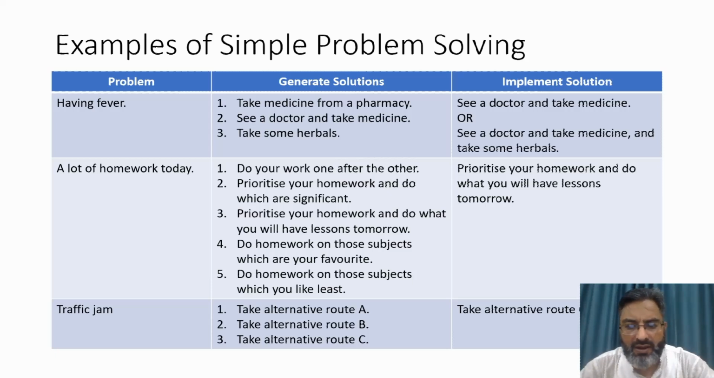In our simple life, we have certain examples as well. For instance, someone may have a fever. So what would be the solutions for that? In generating the solutions, you may go for solution one, two, three: you may take a medicine from the pharmacy, you see the doctor and take his advice and take the medicine as he suggests, and then you may take some herbs as well.